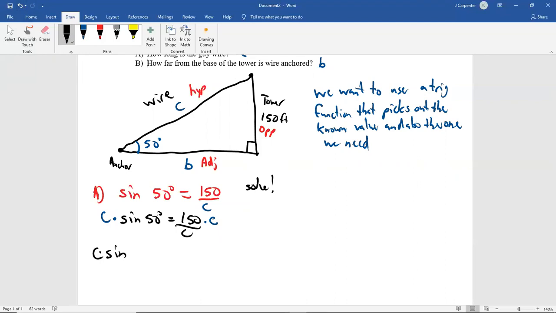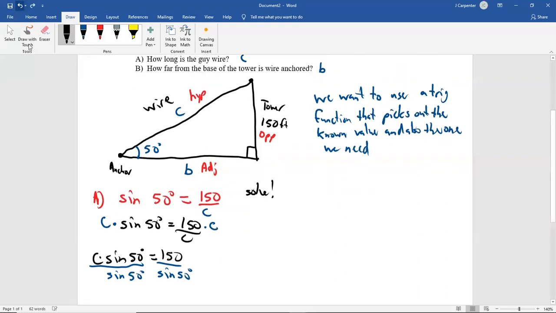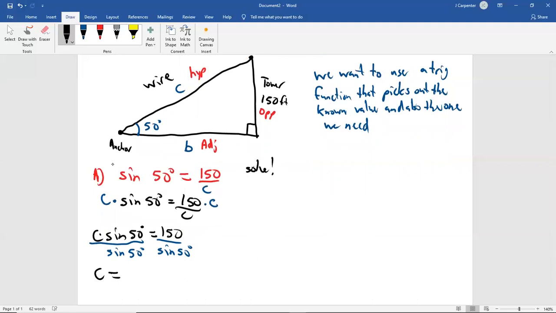C times the sine of 50 degrees is equal to 150. We're trying to solve for c, so we divide both sides by the number it's multiplying. Sine of 50 degrees is just a number. We don't know what it is. I'm not asking for it. We're just going to divide both sides by whatever that number is. You're going to do this 1,000 times by the end of the semester. Why do we do that? Because then these cancel, giving us just a c on the left side. So c equals 150 divided by the sine of 50 degrees.